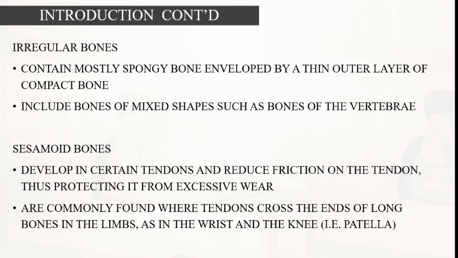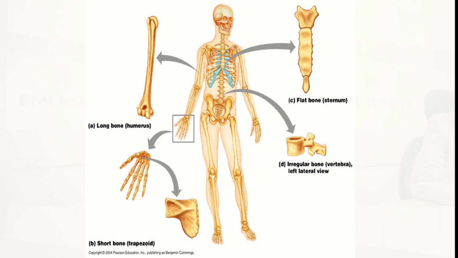We are done with the sesamoid bones, and this is what we were just talking about. For the long bone, an example is the humerus. For short bones, an example would be the trapezoid, which is a short bone. You can also get a flat bone, an example would be the sternum. You can also get an irregular bone, an example would be the vertebra, and this is the left lateral view.